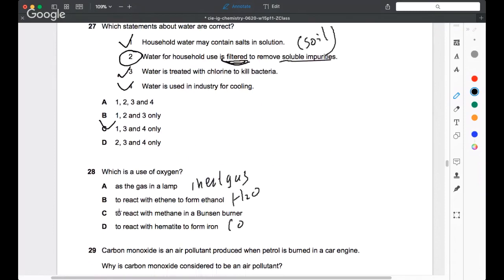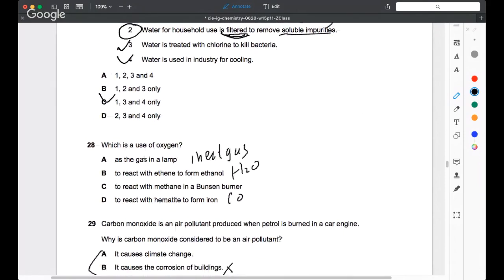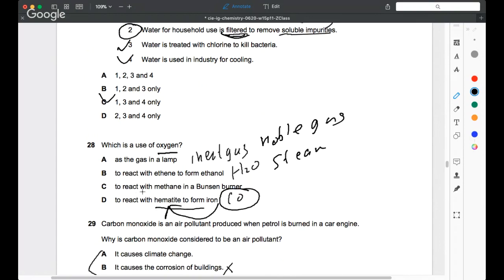Okay, number 28, which is use of oxygen. The first one, we need inert noble gas for lamp. B, steam is used to produce ethanol from ethene. D, we need carbon monoxide to reduce the iron ore. And C, yes, oxygen reacts with methane.